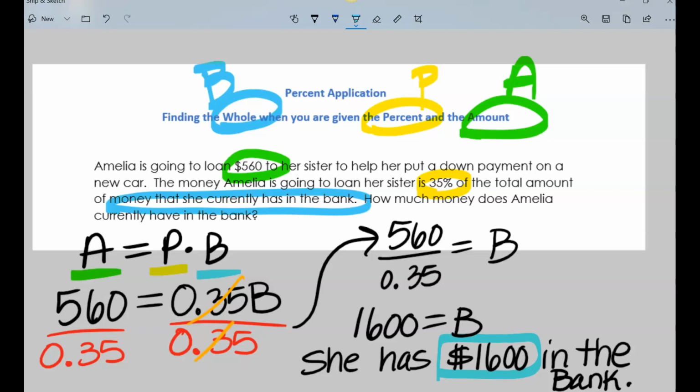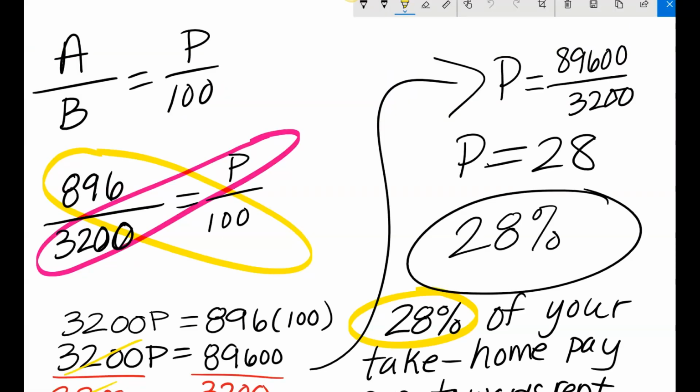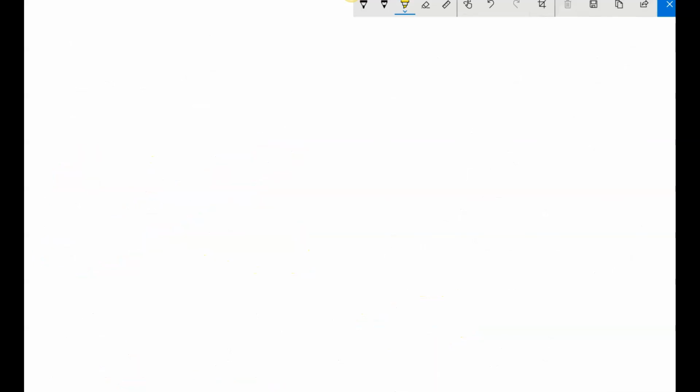Okay, I'm going to start another slide where I also show you the proportion method. If you're okay with this method here, you can stop watching. If you want to see a different method, let's keep going, and we're going to solve the same exact problem just using the proportion method. All right, so let's clear this out. This one I need to clear out from the last example.